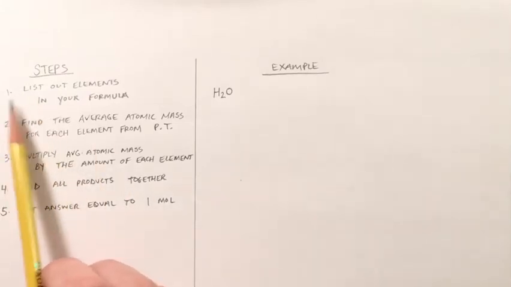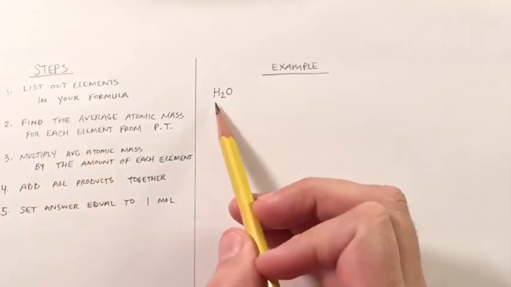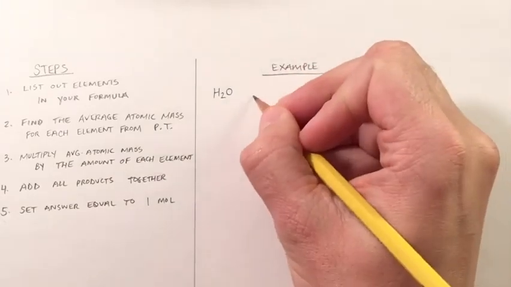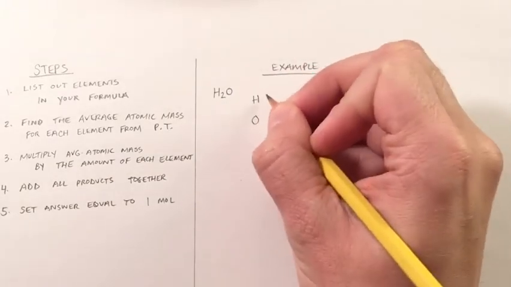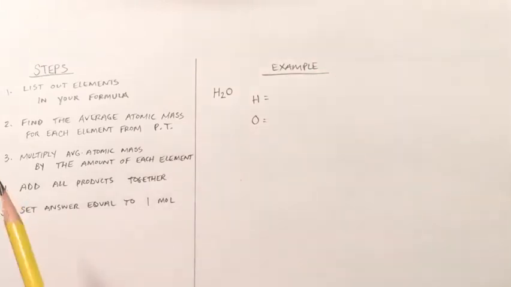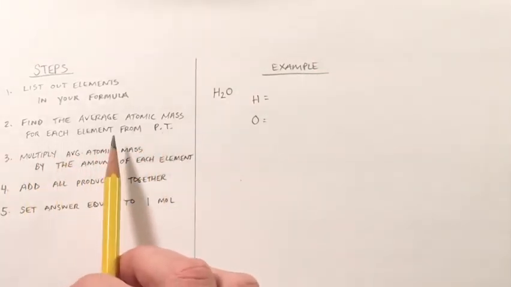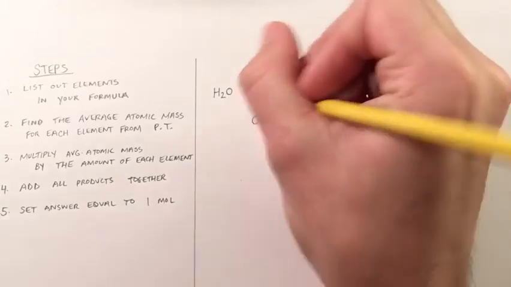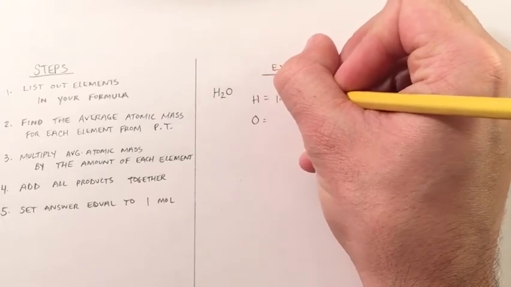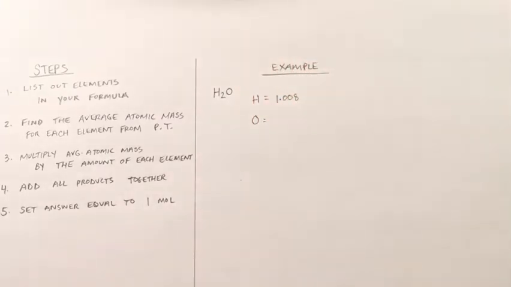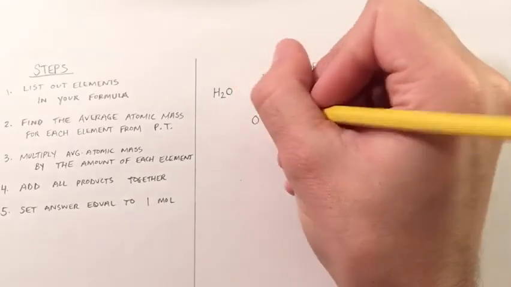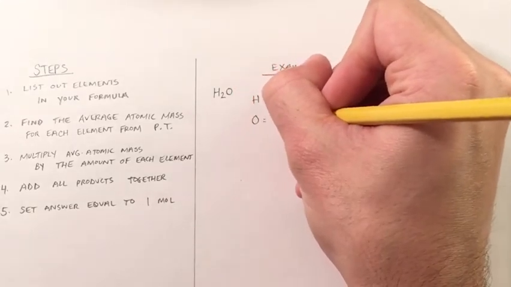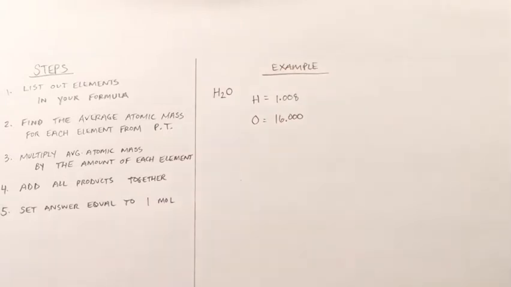So our first step is to list out the elements in your formula. We're going to break down our formula here. We have hydrogen and we have oxygen. Next, find the average atomic mass for each element from the periodic table. You will look at your periodic table for the number at the bottom of the square for each element. For hydrogen, we have 1.008. And for oxygen, the number there is 15.999. If you remember from class, it's the only one that I'm going to let you round, just to 16 flat to make everything a bit easier.